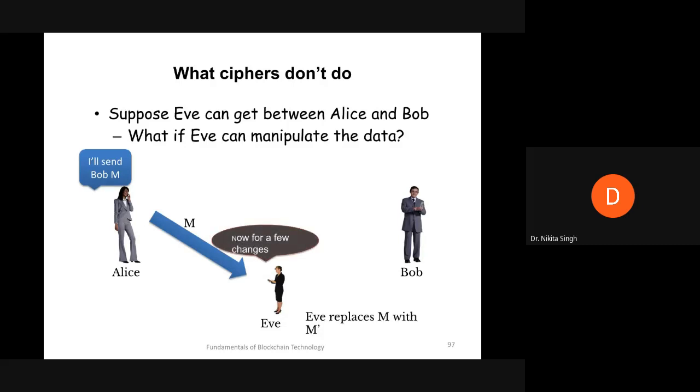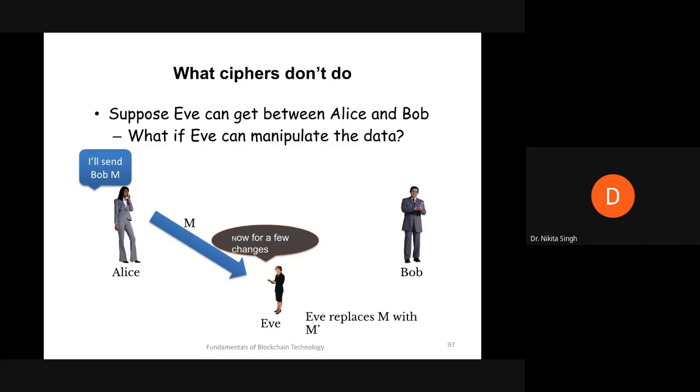And what she does is she decides that she'll make a few changes to the message. So what Eve does is she replaces the message M with M dash. So the original message was M, and originally the message was meant to be sent directly to Bob. But since she is eavesdropping on the network and wants to tamper with the data, she decides, okay, now I'll change the message.